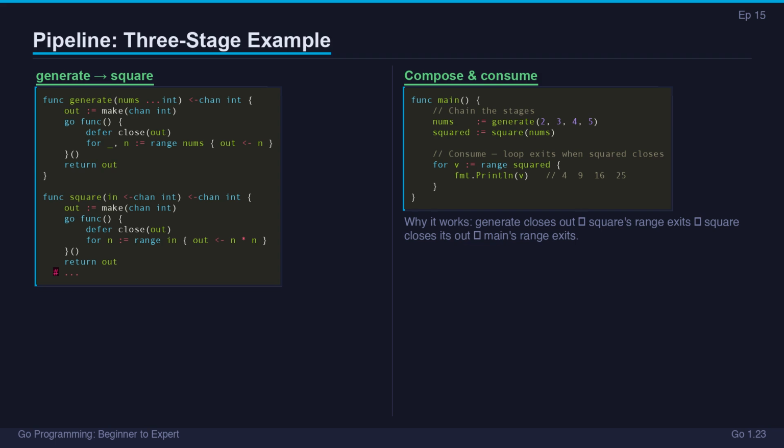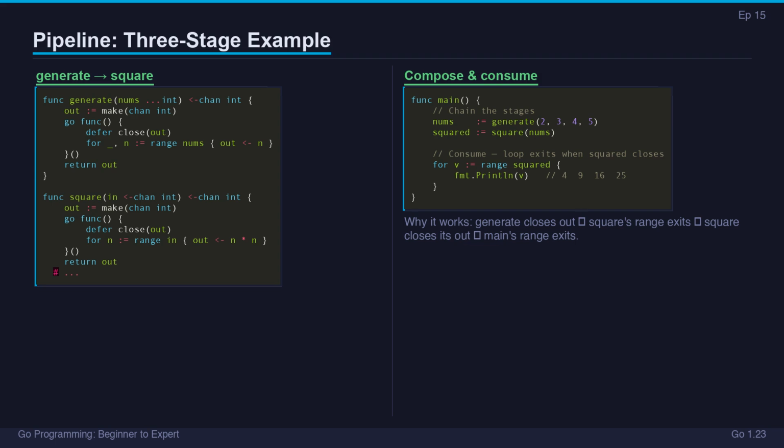Square takes that receive-only channel, creates its own output channel, ranges over the input squaring each number, and returns its output. The channels are the connectors. In main, you just chain the function calls. Generate returns a channel, Square takes it and returns another channel, you range over the final output. When Generate's goroutine finishes, it closes its output. Square's range exits, its defer fires, its output closes, and main's range exits. No explicit synchronization, the close propagates automatically.